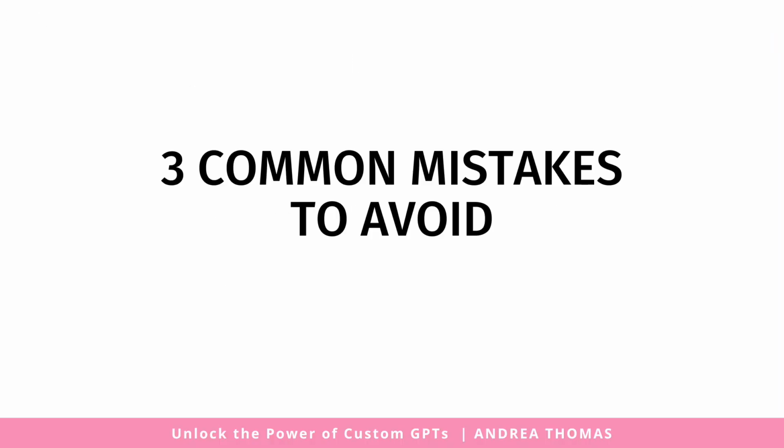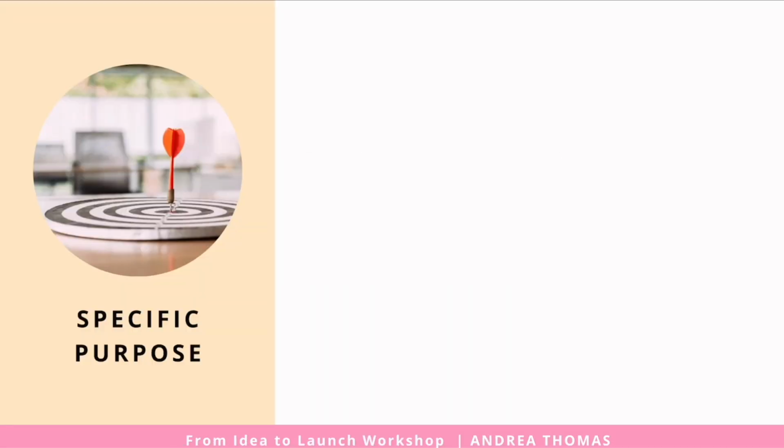So let's talk about the 3 common mistakes to avoid when creating a GPT. And the first is not giving it a specific purpose. You want to make sure that your GPT is trained for one specific purpose to be effective. If you try to get it to do too much, it can get confused. And so that's why it's best practice to make sure it's a single well-defined purpose.